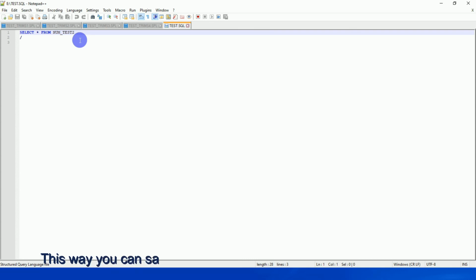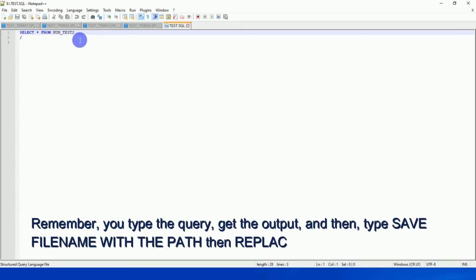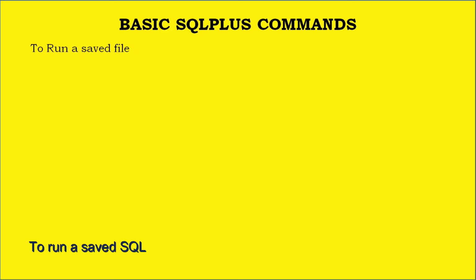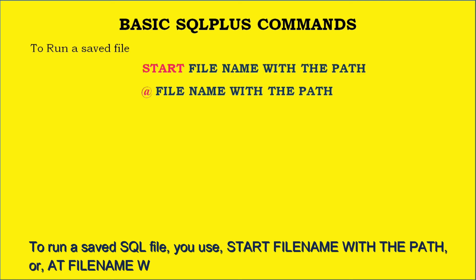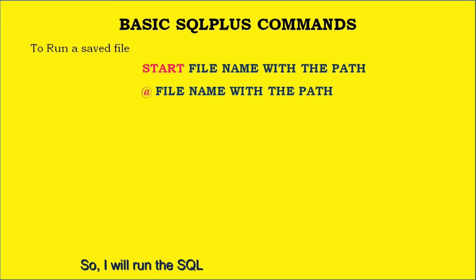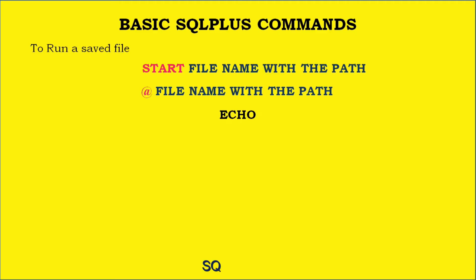This way you can save an SQL statement in a file and run when you need it. Remember, you type the query, get the output, and then you type save file name with a path, then replace. Your query will be saved in a file like this. To run a saved SQL file, you use start file name with a path or at file name with a path. So I will run the SQL file that I saved sometime back. I put at and I paste the SQL file name, and I run. I get the output.